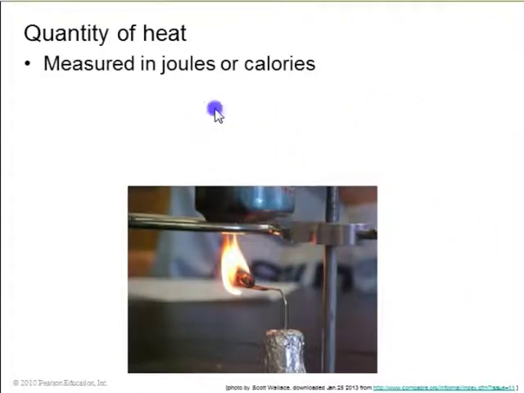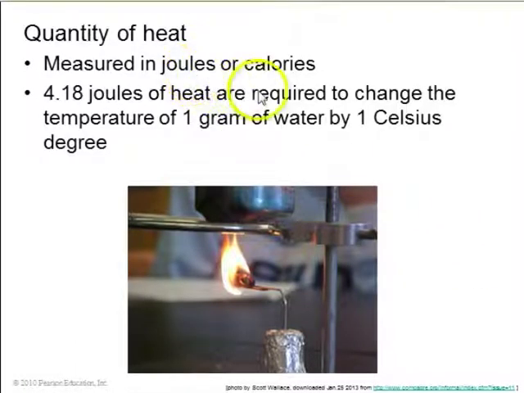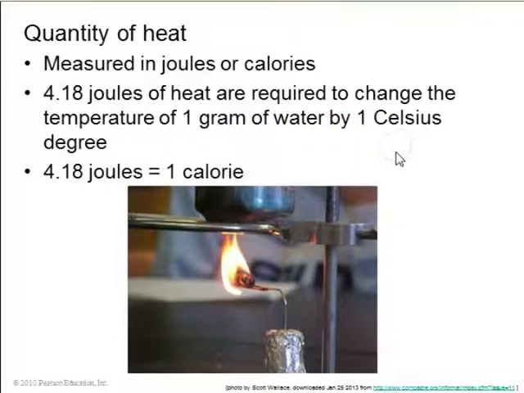So heat can be measured in joules, since it's a form of energy. We also use the unit calorie for energy. It turns out 4.818 joules of heat are required to change the temperature of 1 gram of water by 1 Celsius degree. And we call that 1 calorie with a lowercase c, sometimes measured by burning a peanut.